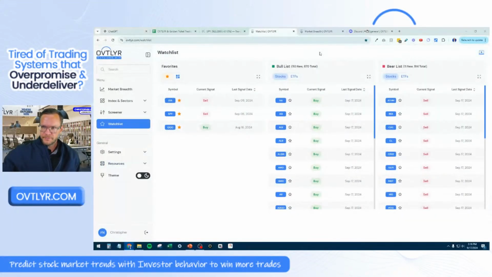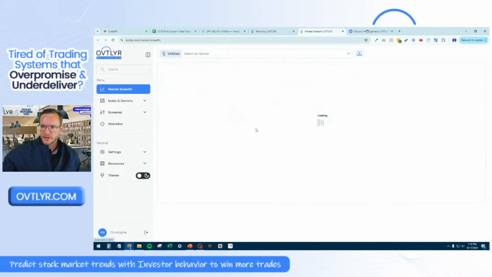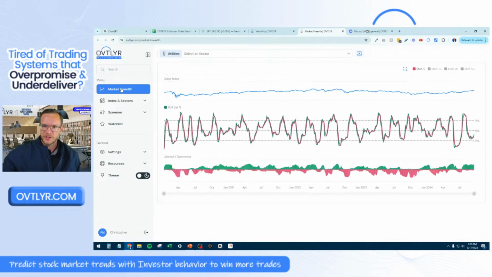Mahesh was talking about something pretty cool today, actually something I had not considered in my trading, so I want to jump into what he was talking about because I thought it was pretty brilliant. He was talking about the utility sector, and one thing he was looking at was the market breadth, which you can get to by clicking the market breadth inside the platform.